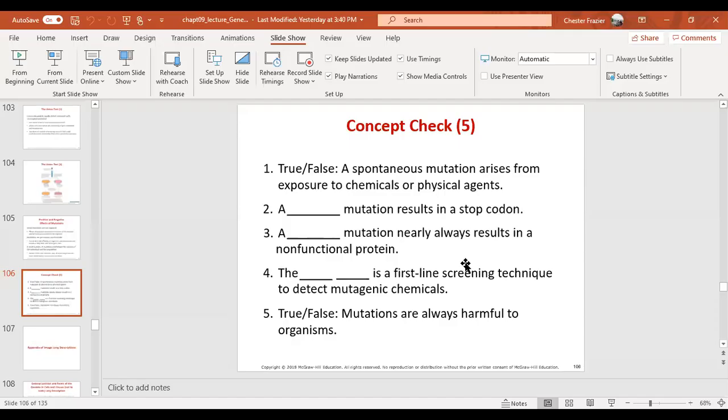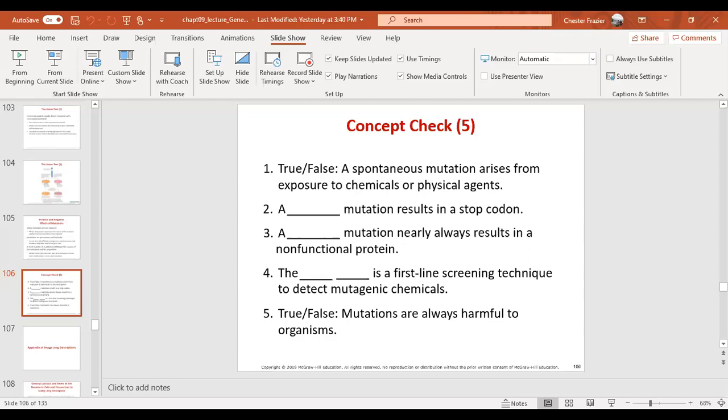Okay, this is the last slide. So true or false, a spontaneous mutation arises from exposure to chemicals or physical agents. Is that true or is that false? False. So that's false, yeah. The spontaneous mutations occur during replication. They're just that, spontaneous. So an induced mutation is exposure to a chemical or physical agents, that would be like UV light or X-rays. A blank mutation results in a stop codon.